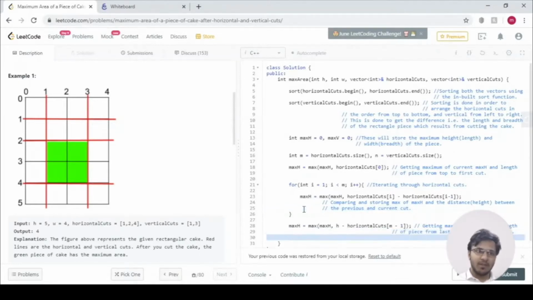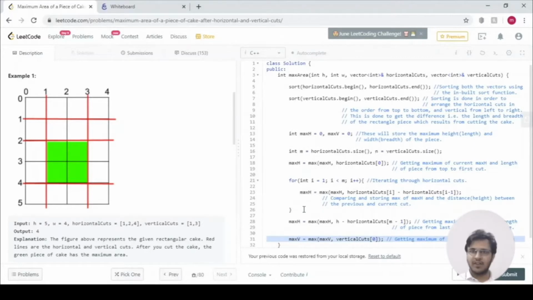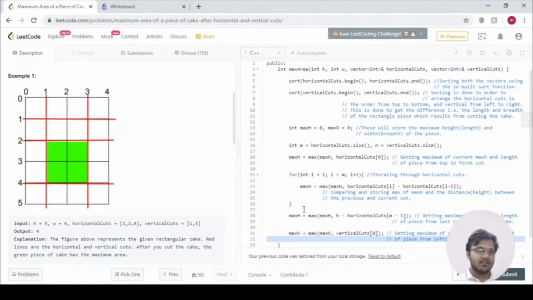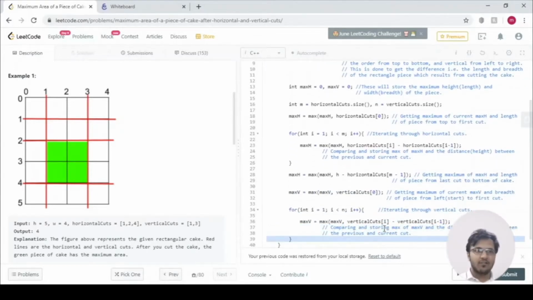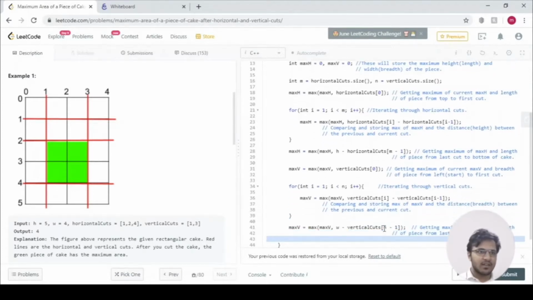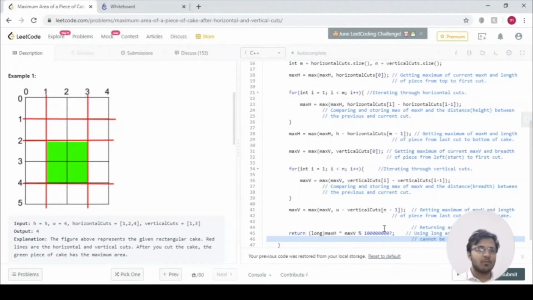So doing a similar process, exactly similar process for the vertical cuts from left to right. So first, the first step between the leftmost corner and the first vertical cut, and then iterating the vertical cuts array to store the differences in between, and then at last storing the difference between the total width and the last vertical cut. So we have our differences, that are the maximum difference in the horizontal cuts and vertical cuts. We just have to multiply them and return them to get our answer.